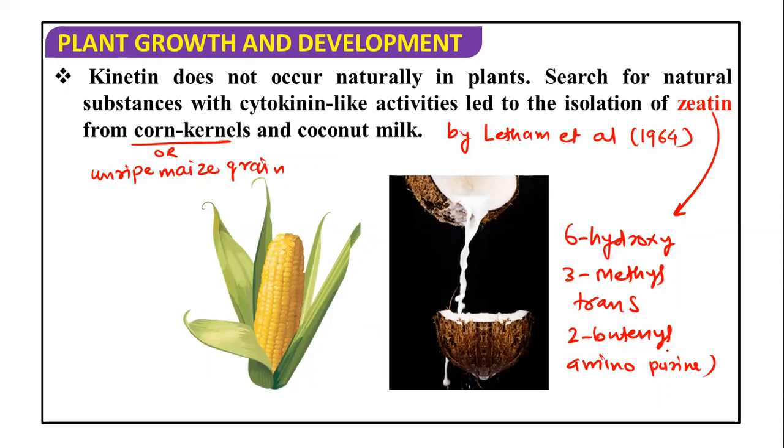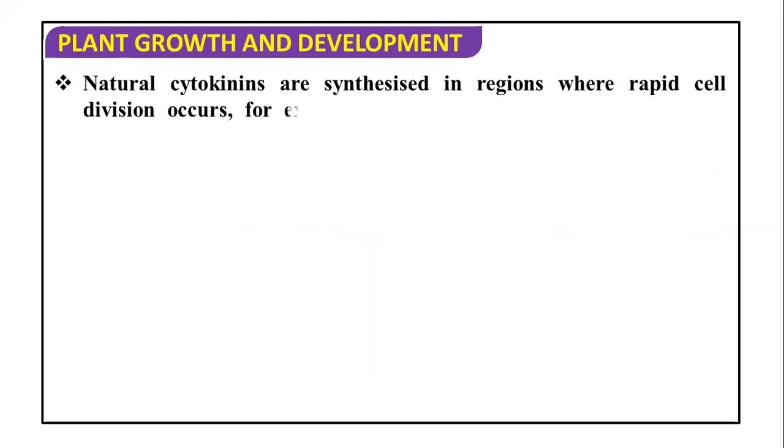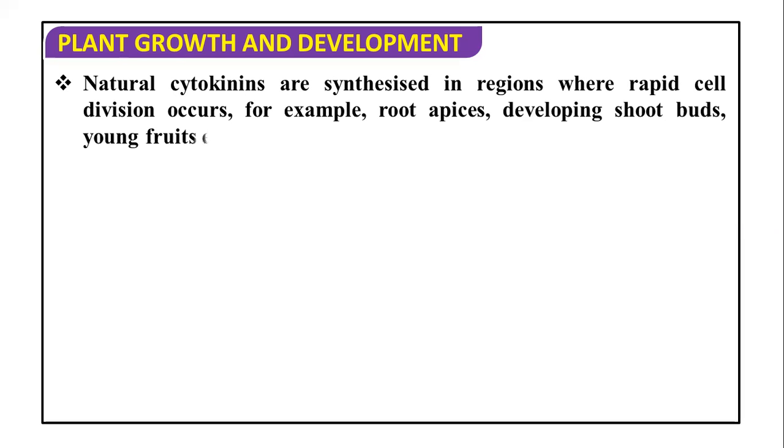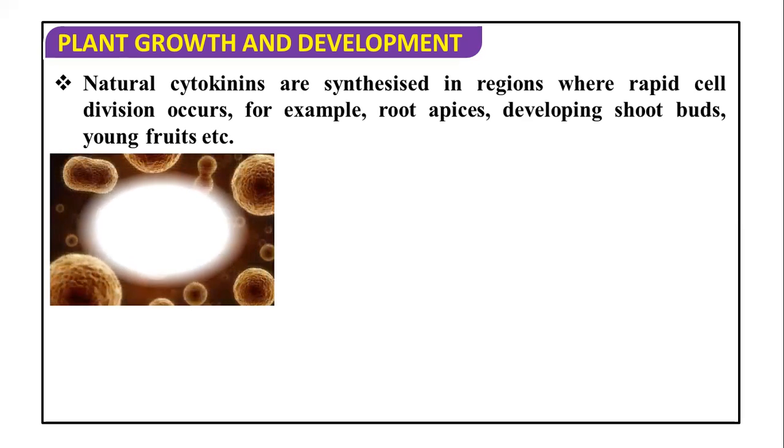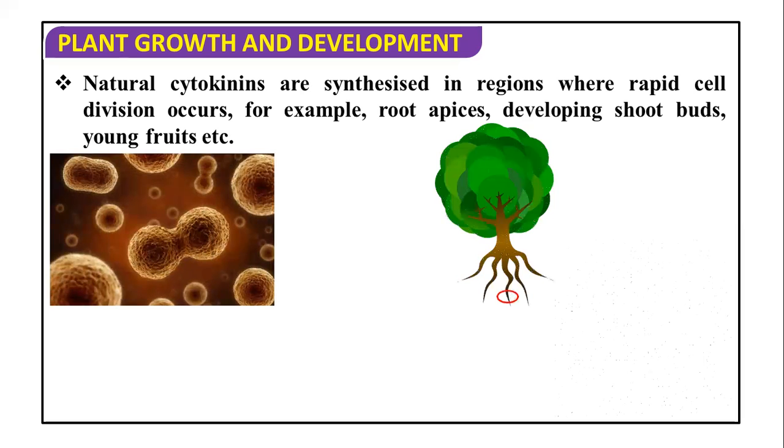Whereas the kinetin obviously does not occur naturally, it is artificially obtained from herring sperm DNA. Now this kinetin also occurs in coconut milk, obviously. So natural cytokinins are synthesized in the regions where rapid cell division occurs. So the synthesis of this natural cytokinin, or zeatin, occurs in regions like root apices, developing shoot buds, young fruits, etc. And it is known that these are obviously division promoting substances.